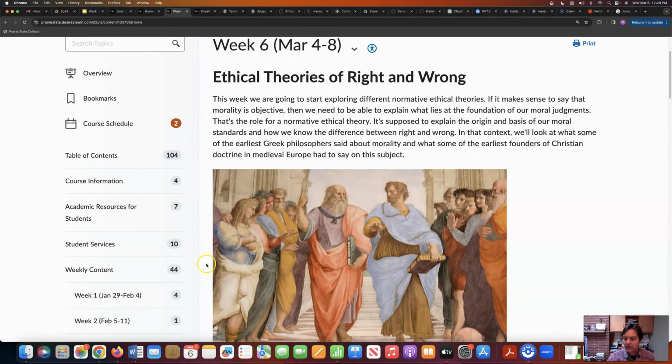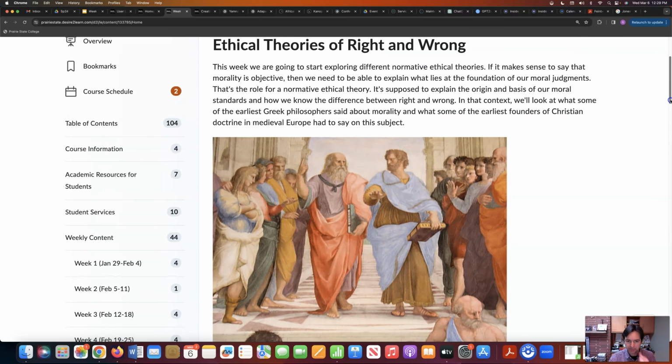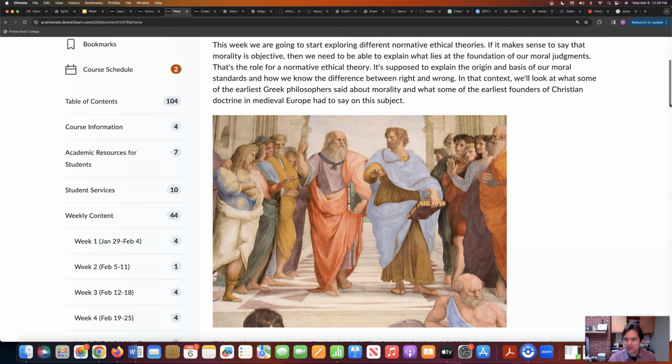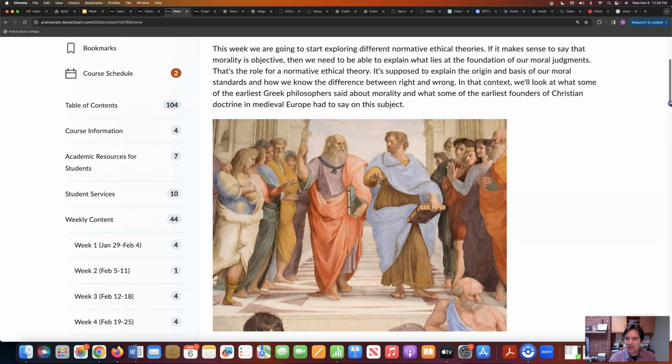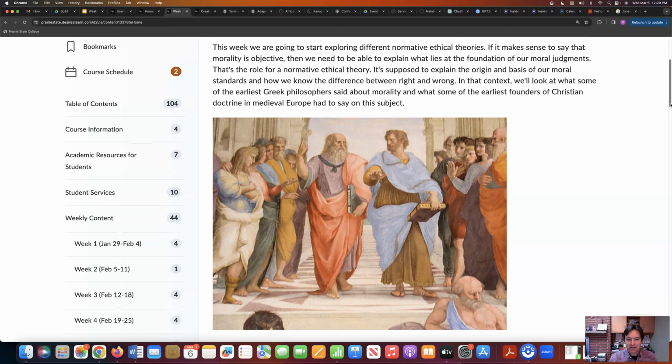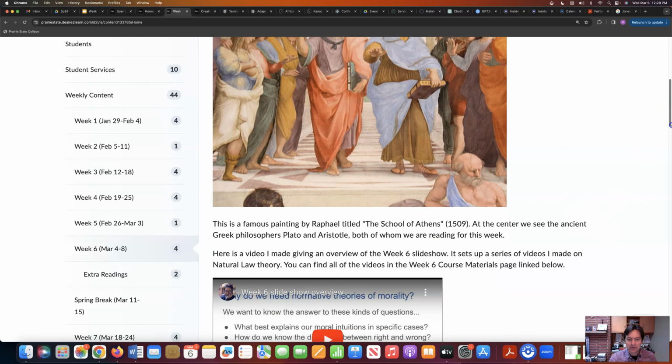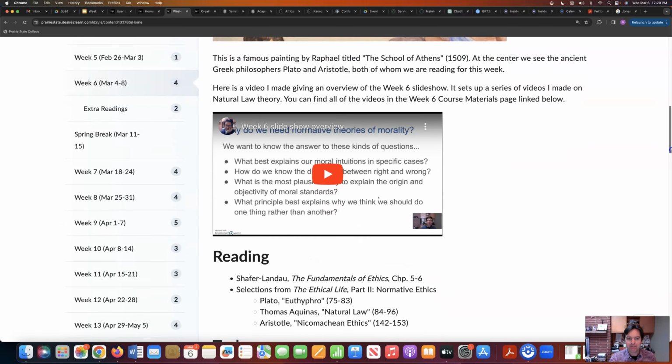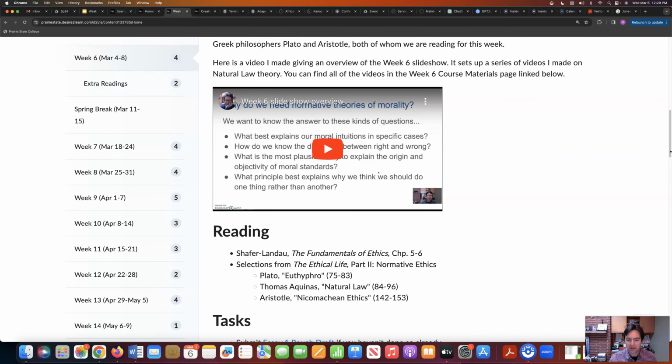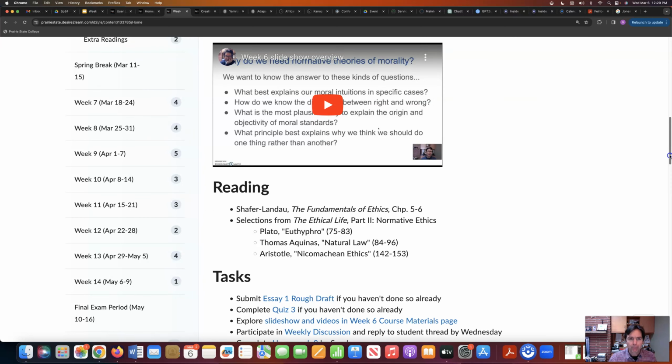But let me put myself here and scroll down. This is an image of Greek philosophers who raised some of the foundational questions that we're considering this semester. This is a painting of Plato and Aristotle and Socrates down here, raising the big questions. The School of Athens. And one of the readings for this week is Plato and Aristotle thinking through foundational questions about the source of our moral standards. So here's the slideshow you can watch that gives a more detailed overview of the themes from this week.